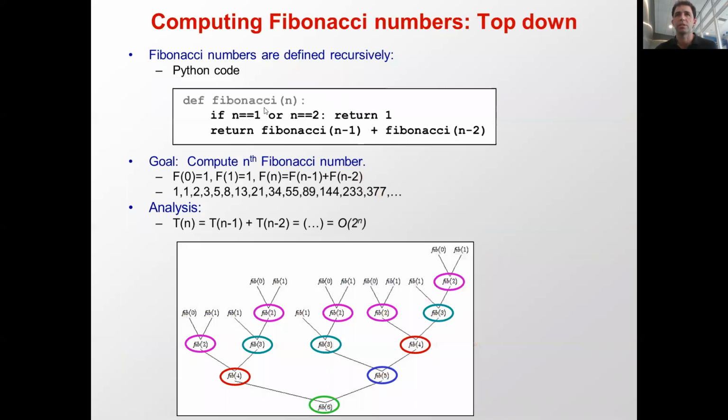You can basically say, well, let's define Fibonacci of n. If n equals 1 or n equals 2, you just return 1. Otherwise, you simply return Fibonacci of n minus 1 plus Fibonacci of n minus 2. And if your goal is to compute the nth Fibonacci number, you'll arrive at the right answer, and you're going to end up with this.